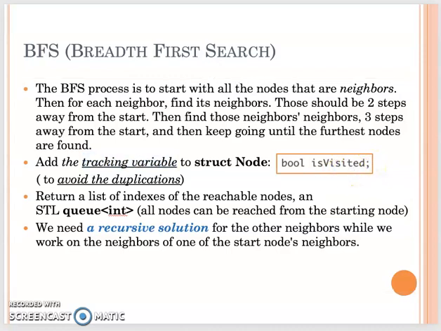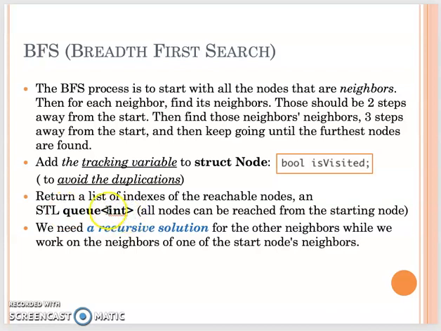So after we add the bool is visit into our node struct, then we also think about, do you remember earlier we said we need to go to the neighbor, then the neighbor's neighbor? This kind of is a recursive solution, right? This time we do the recursion function a little differently. Before, we always called a function again, but now we're using a queue to process our recursion step.